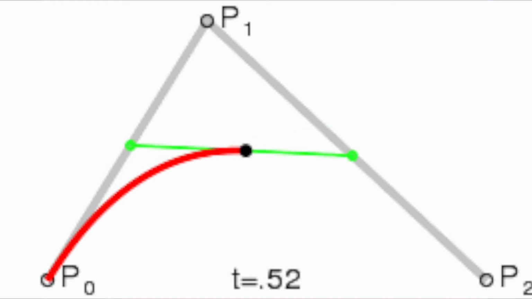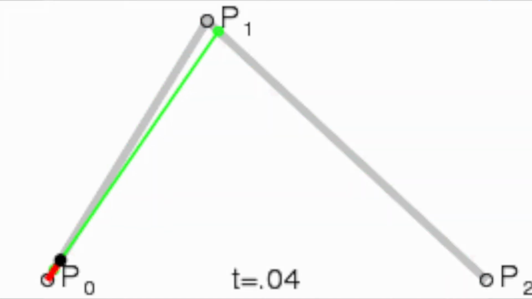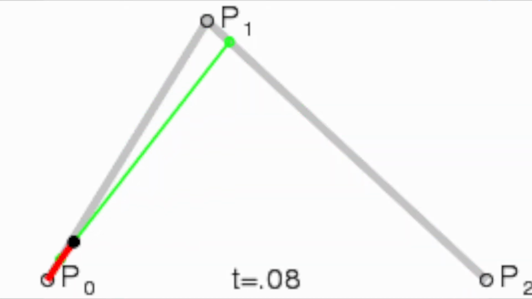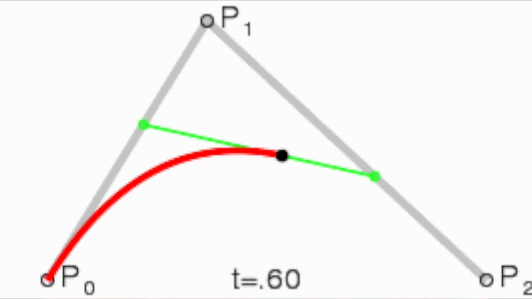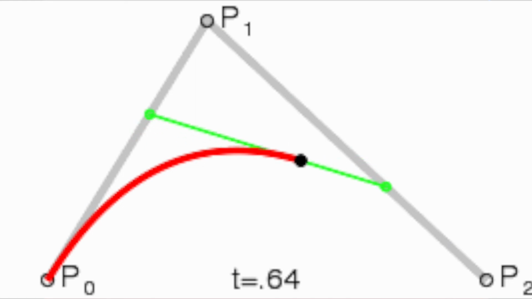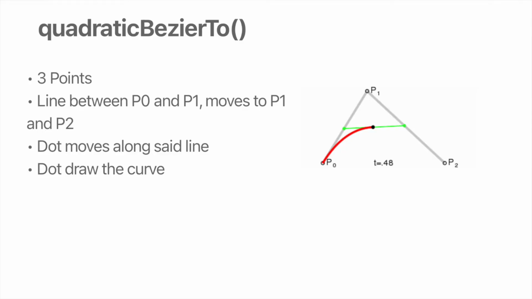So here is a little GIF showing off quadraticBezierTo in action. You can see that there's 3 points, P0, P1, and P2. At the start, there's a line, this green line that goes from P0 to P1, and then the point at P0 moves to P1, the point at P1 moves to P2, as well as this black dot moves along this green line at that same linear rate. So that all combined allows us to draw a curve. It's a little bit complicated to wrap your head around, so go ahead and do some more research if you would like, but we're going to jump into some code.